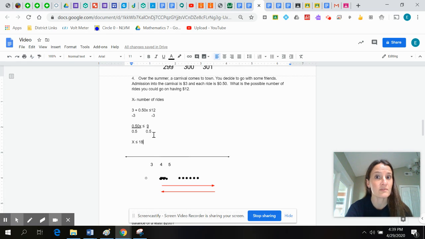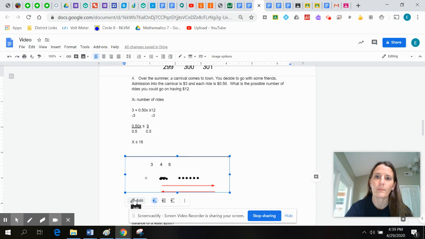But I can go on 15 rides. I can go on 11 rides. I can go on 6 rides. I can go on 5 rides. I can go on no rides. So all of those numbers need to be included as a solution on my number line. You can't go a fraction of a ride, so we're not going to have a solid filled-in line.